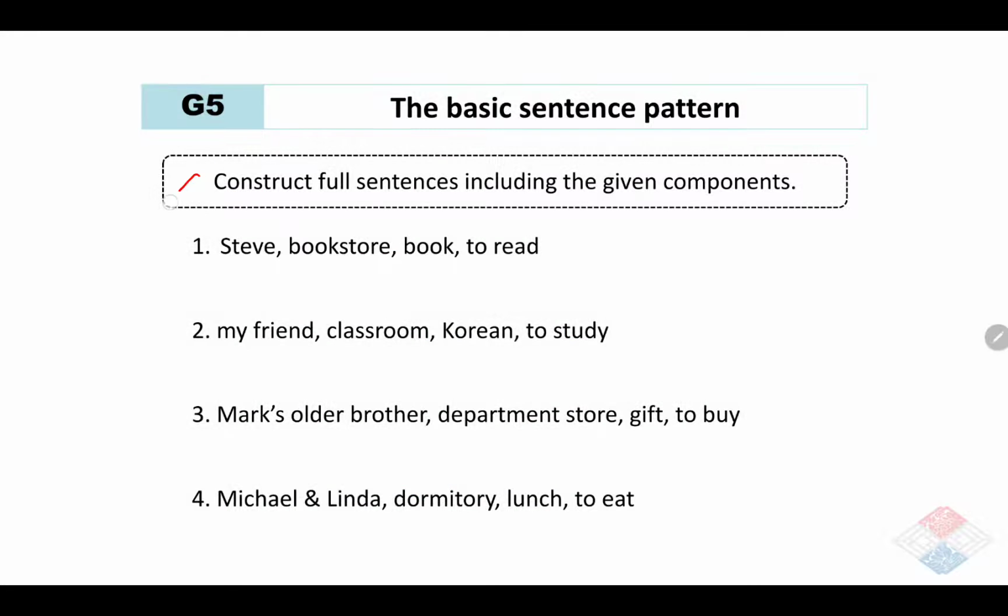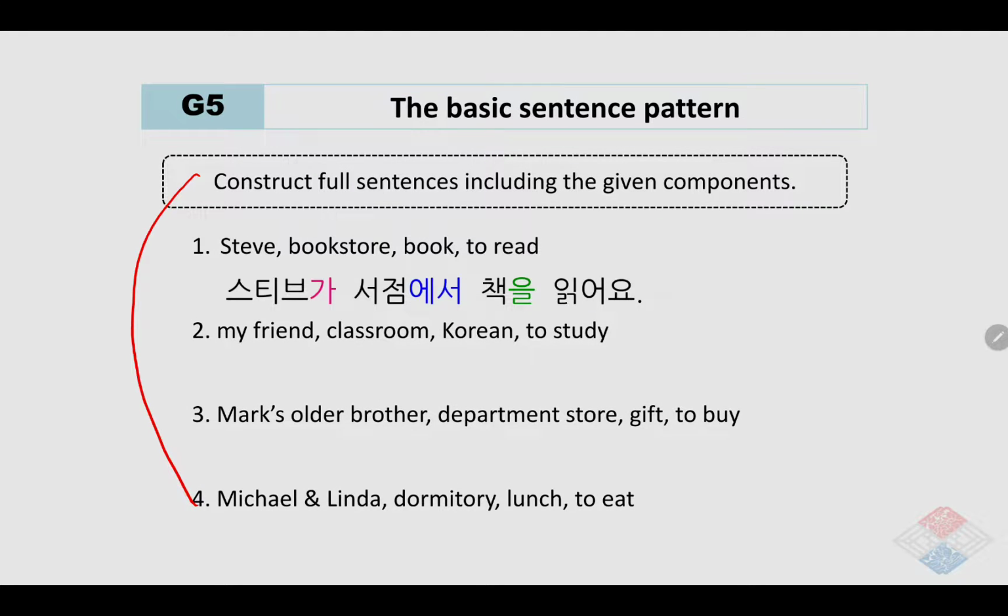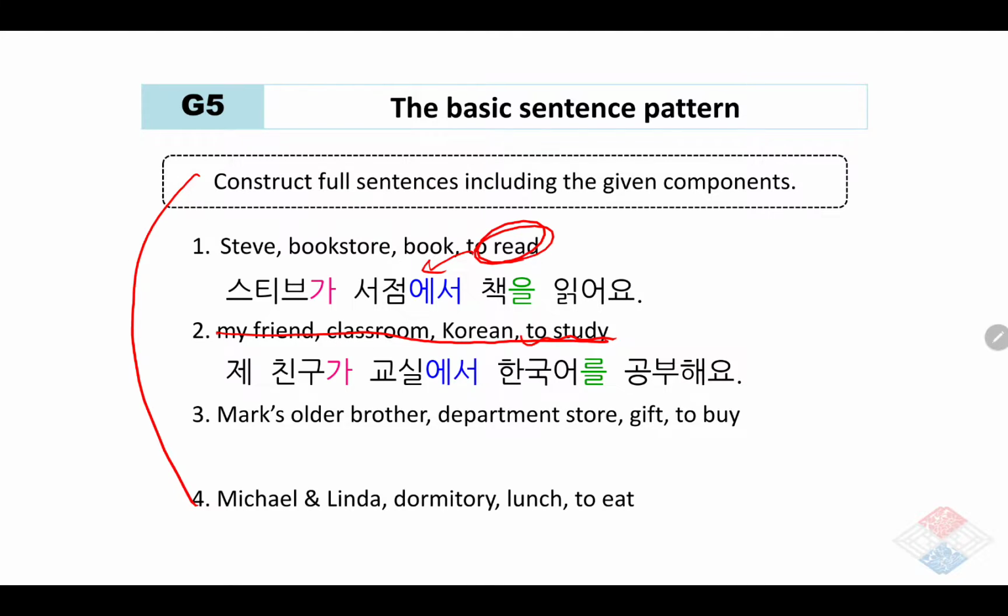Okay, so let's do some exercises here. Construct full sentences including the given components. Steve, bookstore, book, to read. Okay, so Steve is reading a book at a bookstore. 스티브가 서점에서 책을 읽어요. So reading is a dynamic action, so you use 에서. My friend, classroom, Korean, to study. Okay, my friend is studying Korean in a classroom, maybe. So because study is dynamic, you would use 에서. 제 친구가 교실에서 한국어를 공부해요.